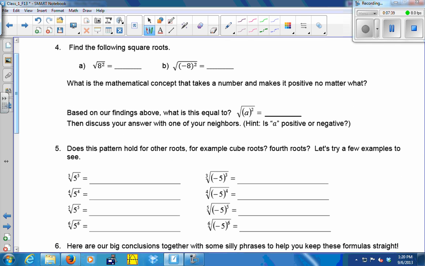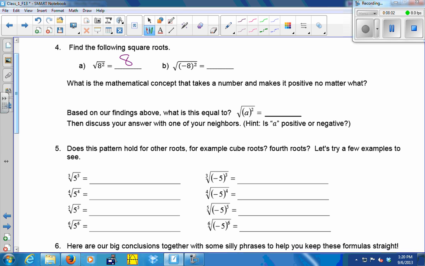Okay, so what is the square root of 8 squared? Great. Right, because it just undoes each other. Because you square 8, you get 64, and then you say, okay, what number did I square to get 64? Back to 8. Okay. But what is the square root of negative 8 squared? Nope, it's just 8, yeah.